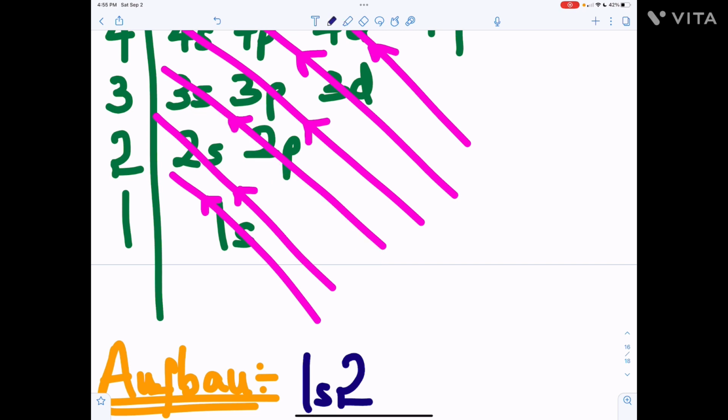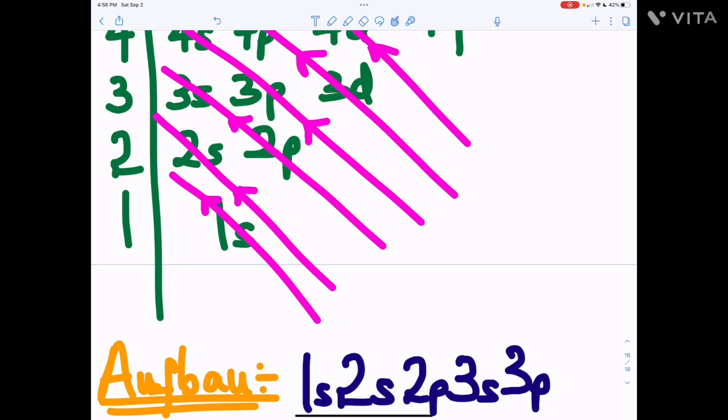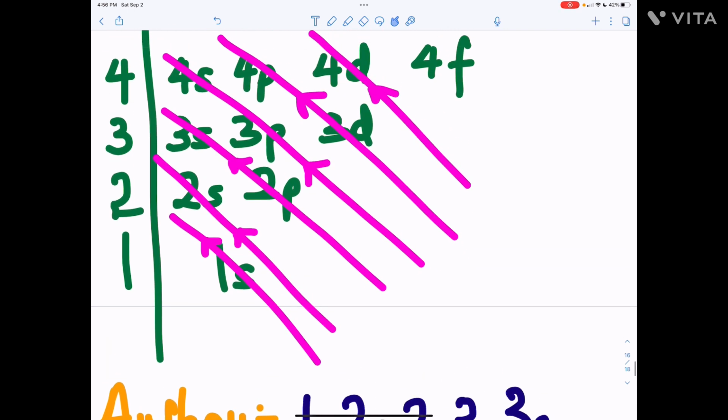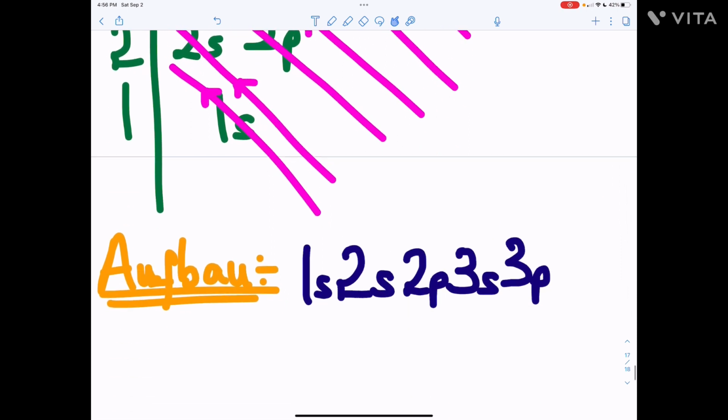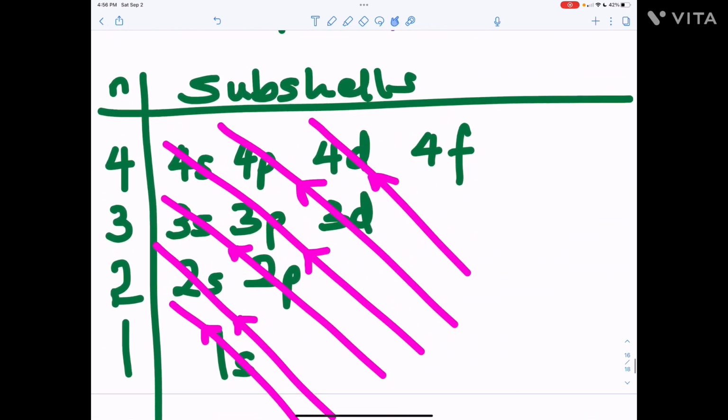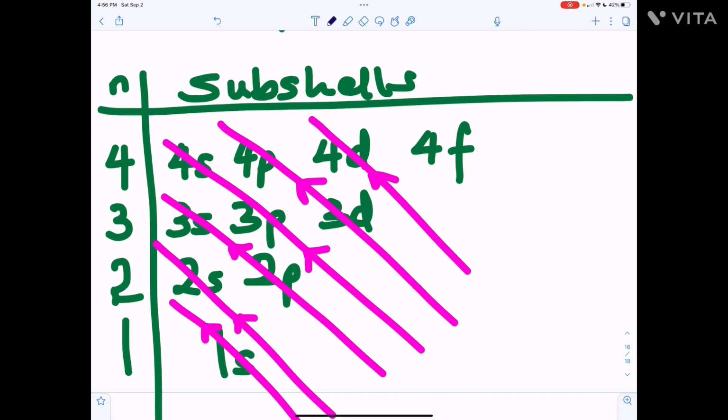So they occupy the 1s subshell, 2s subshell, 2p subshell, 3s subshell, 3p subshell. After the 3p, they occupy the what? The 4s. After filling the 3p subshell, they now go and fill the 4s subshell. After the 4s subshell, they now fill the what? 3d. Can you see in that order?